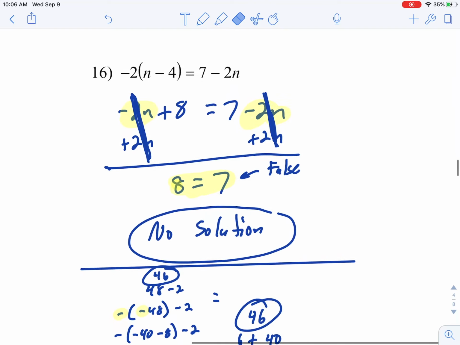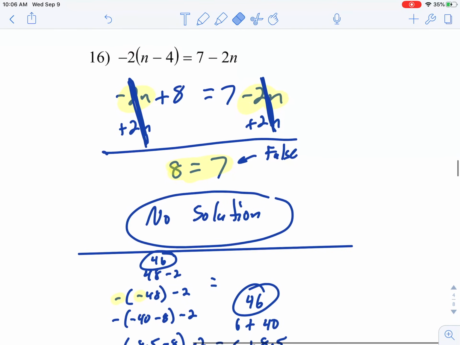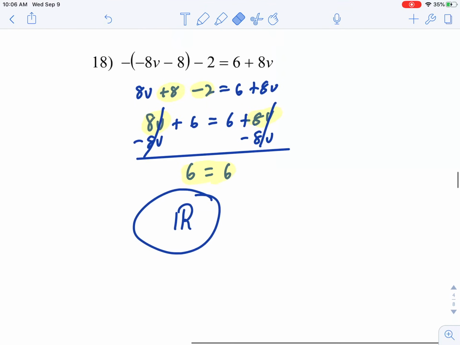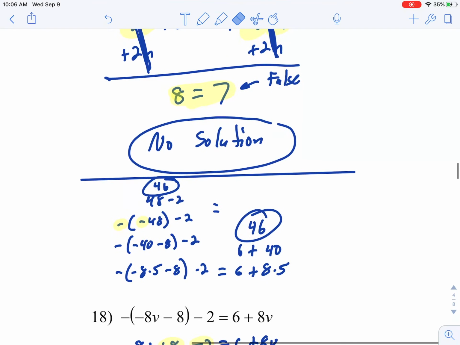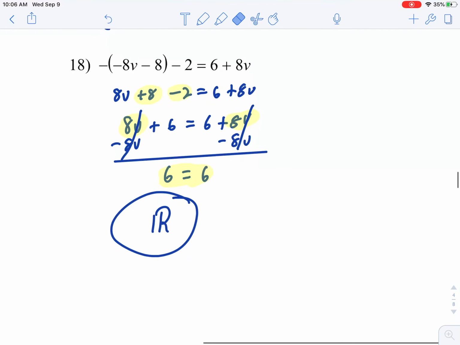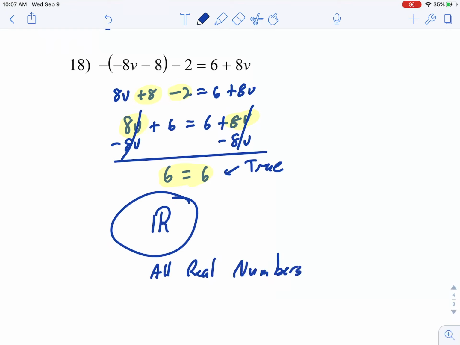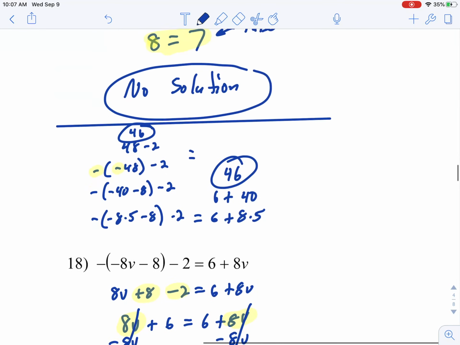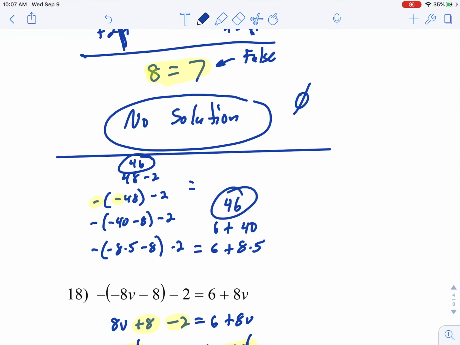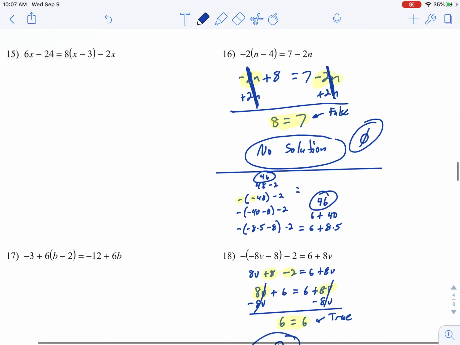They look really similar. As you're doing the problem, the variable completely disappears. You either get a false statement, which means no solution, or you get a true statement. Maybe I'll write that down. True statement, which means all real numbers. I like the symbol, but you can write the words too. Up here, I like the symbol, you can write the words too. Whichever way you want to do it.